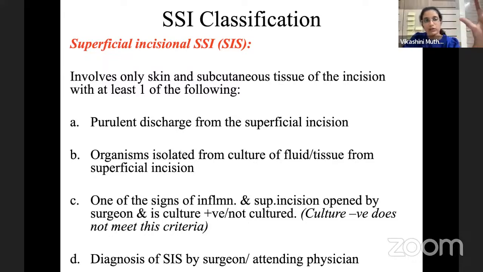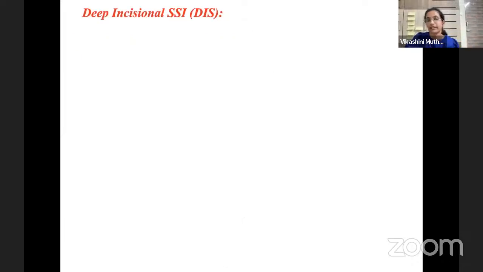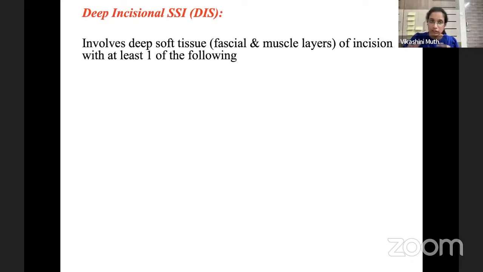So basically, what is the superficial incision? It should involve only skin and subcutaneous tissue with one of the following criteria: pus discharge from superficial skin, isolated organisms, one of the signs of inflammation, and diagnosed by surgeon or attending physician. Next is deep incisional surgical site infection, which involves deep soft tissues like either the fascial or the muscle layers of incision. Again, with one of the four following criteria.